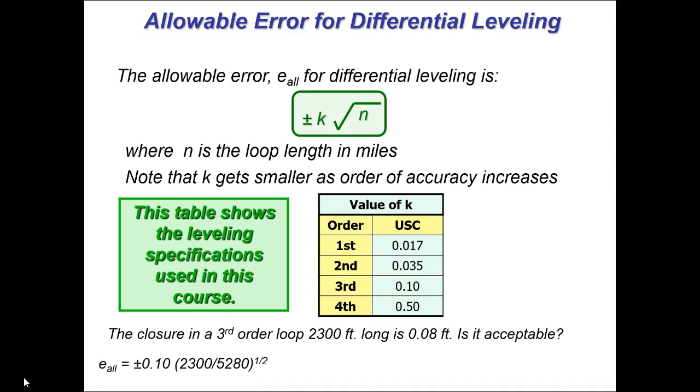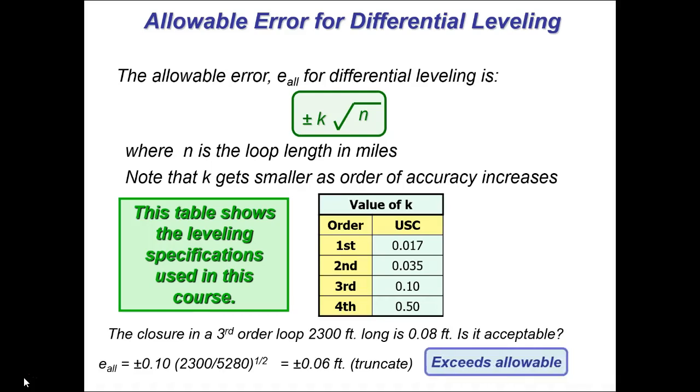So our total error is then, since we're talking about third order, 0.1 times the square root of 2,300. That was the length of our survey loop. We divide by 5,280 because that's how many feet are in a mile, and take the square root of that. So k square root of n, and we end up with plus or minus 0.06 feet. Okay, so in order to be considered a third order survey, we had to be within 0.06 feet, and we weren't. We were further off than that. We were 0.08 feet off. So we exceeded the allowable error in our survey.